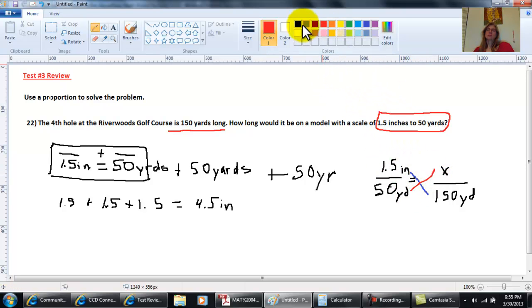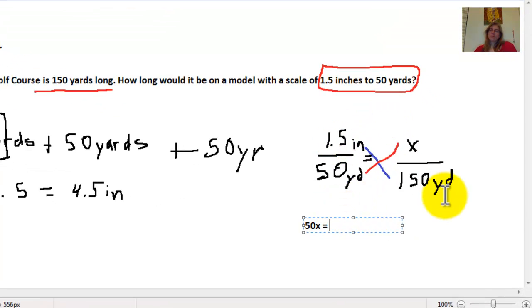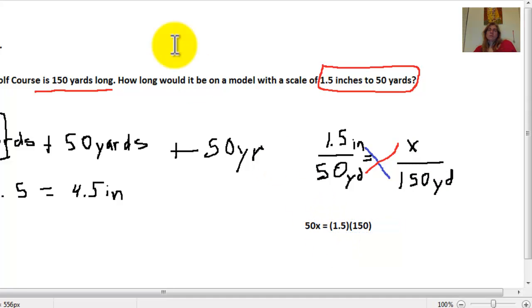We solve for the X. So we're going to get, well, we will have 50x equals 1.5 inch times 150 yards. So what we'll do is what we usually do, and we are going to divide each side of the equal sign by 50, and then we'll have our problem that we can solve for x. X then equals 1.5 times 150 divided by 50.